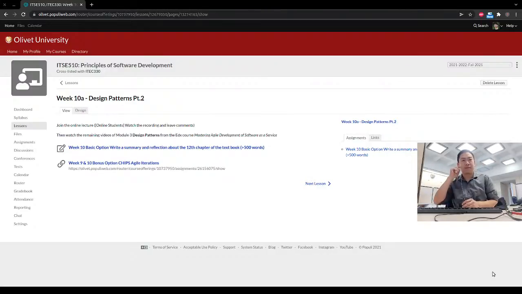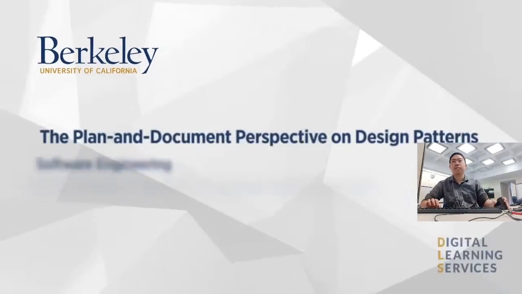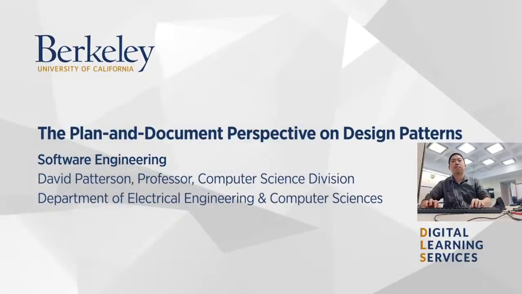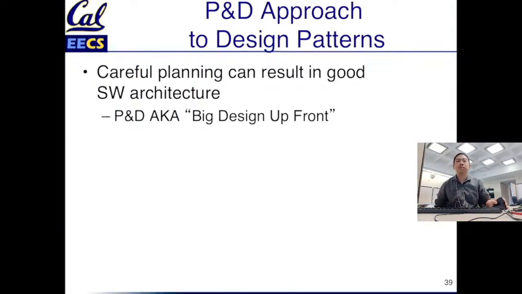Okay, so that's enough comments for the recap, and we will watch the last video that looks at that from the waterfall perspective. So the pattern documents, also what we called in the early editions of the book big design up front, right? They are purposely taking the time to do the design before they do anything. So it can result in a good software architecture.